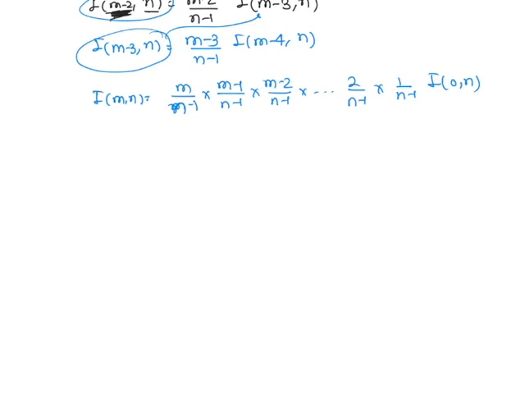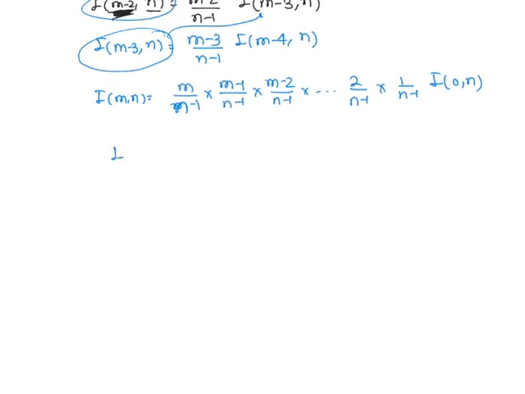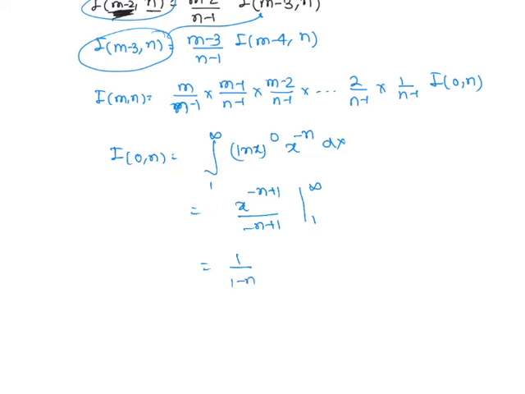Now if you find I(0, n), this is nothing but integration 1 to infinity (ln x)^m, m is 0, x^(-n) into dx. So this will come out x^(-n+1) divided by (-n+1), this is 1 to infinity. So 1 upon (1 minus n) we can take outside.